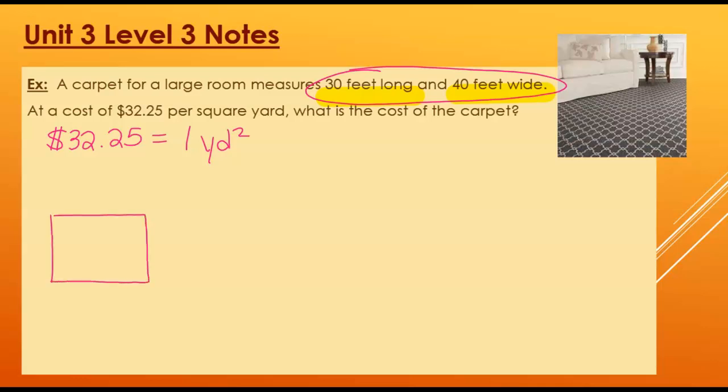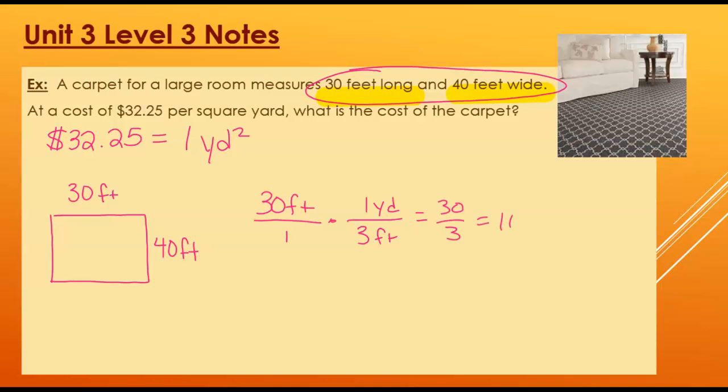So let's draw a picture. One of the dimensions is 30 feet and the other dimension is 40 feet. So we need to figure out how many yards those are so that I can multiply them to get a square yard. So 30 feet, how many yards is that? Well, we could do a proportion, but I want to stick to unit conversion. We know that there's 3 feet in 1 yard. So if I multiply straight across, I get 30 divided by 3, which is 10. The feet cancel, I'm left with yards. So really, this rectangular room is 10 yards instead of 30 feet.